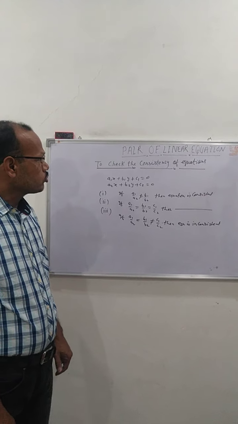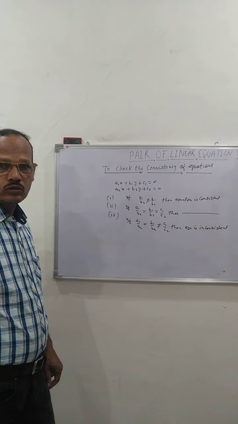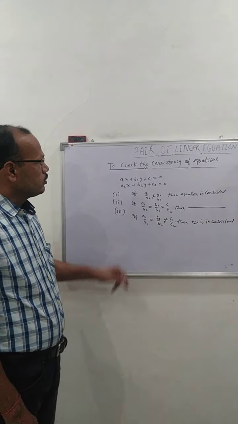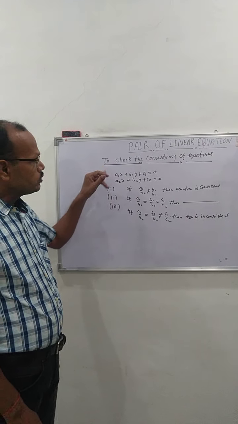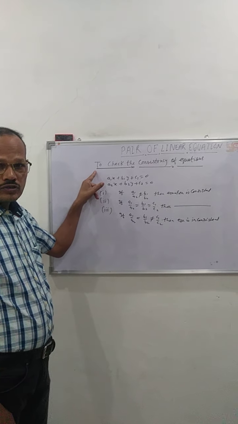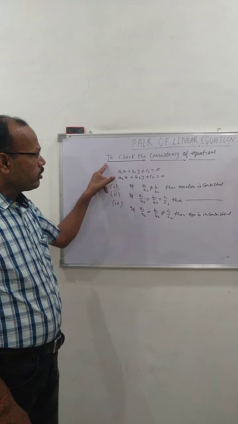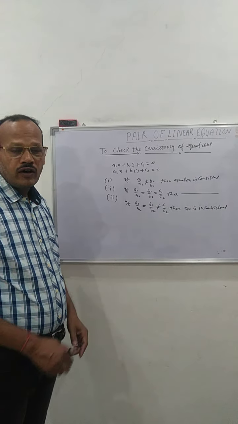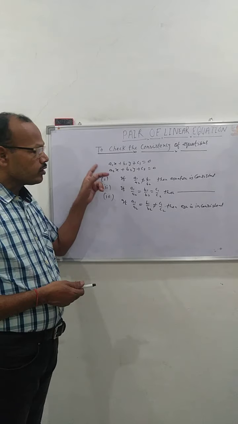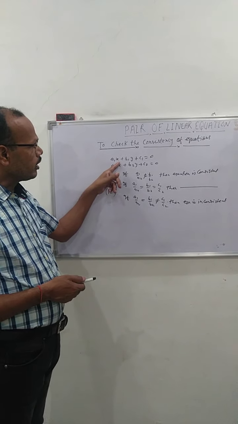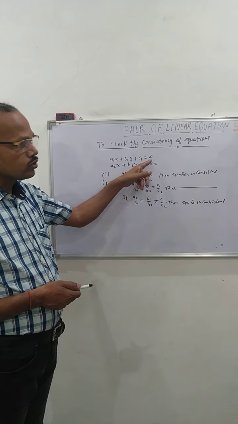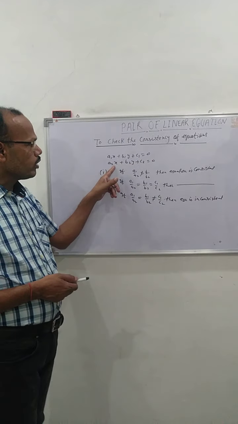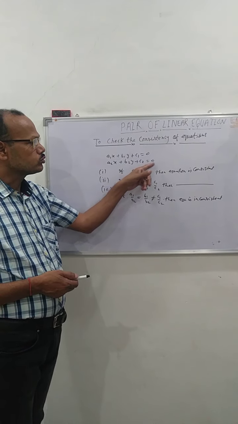Today we continue the topic pair of linear equations in two variables. In this lesson we check the consistency of equations. How can we identify whether an equation is consistent or inconsistent? For that we take a pair of linear equations a1x plus b1y plus c1 is equal to 0 and a2x plus b2y plus c2 is equal to 0.